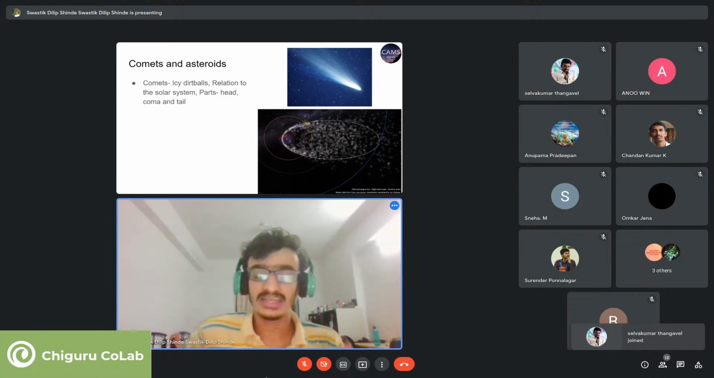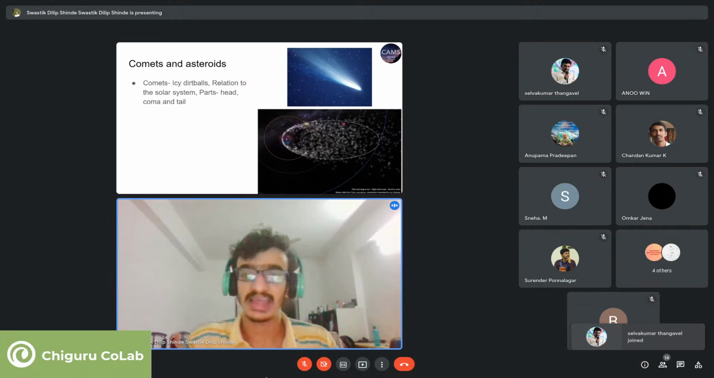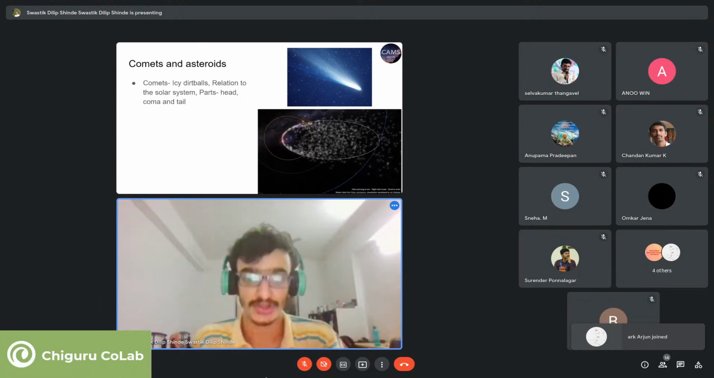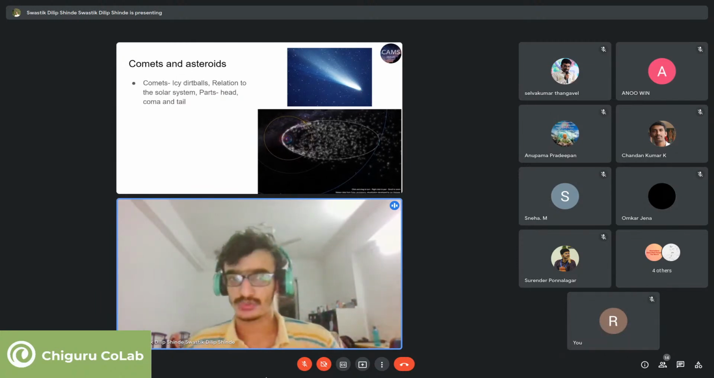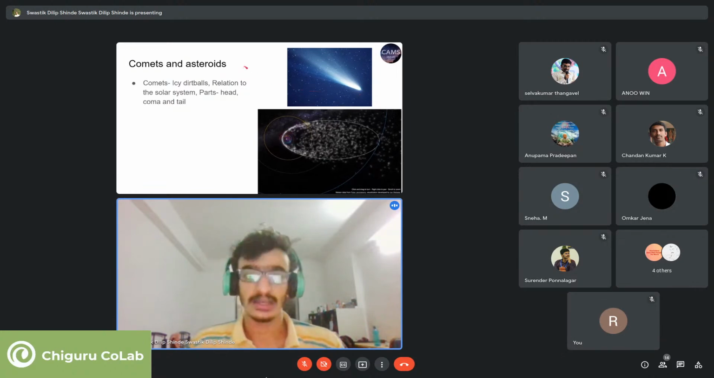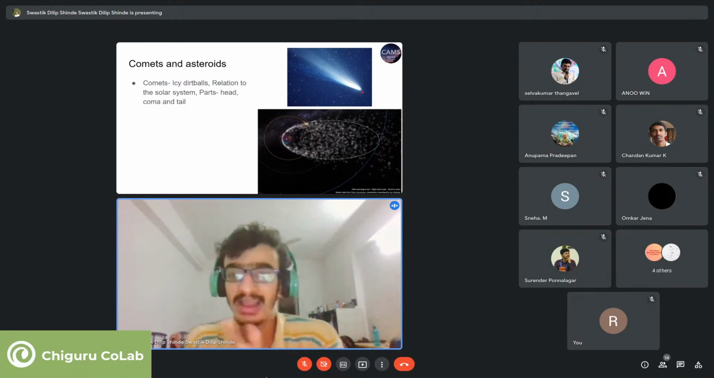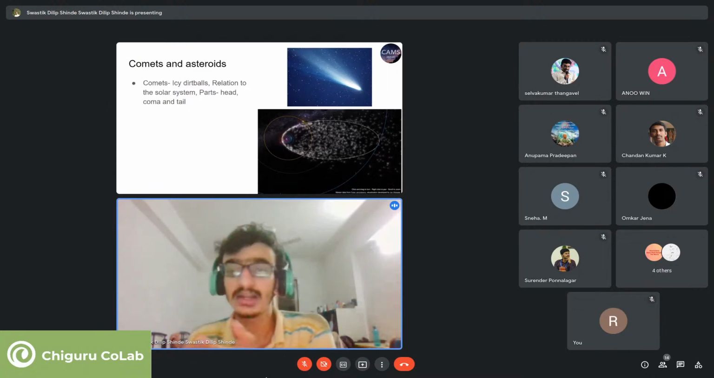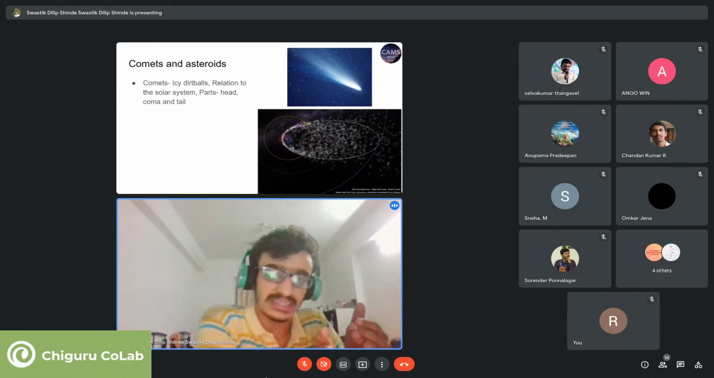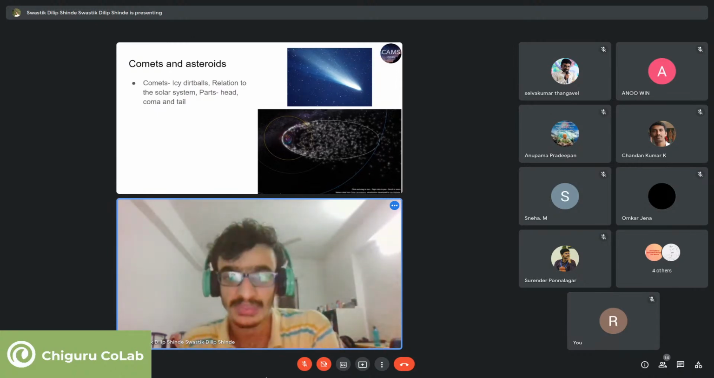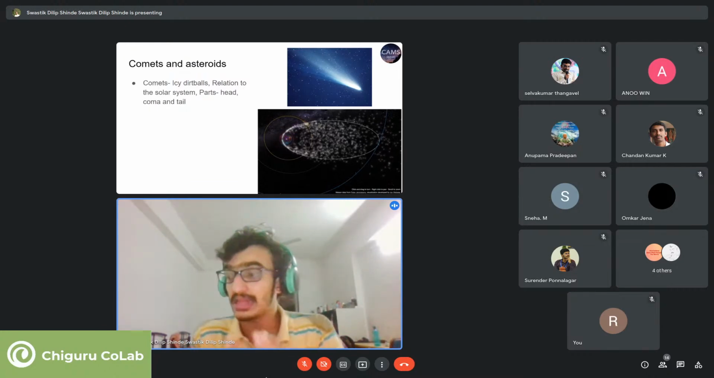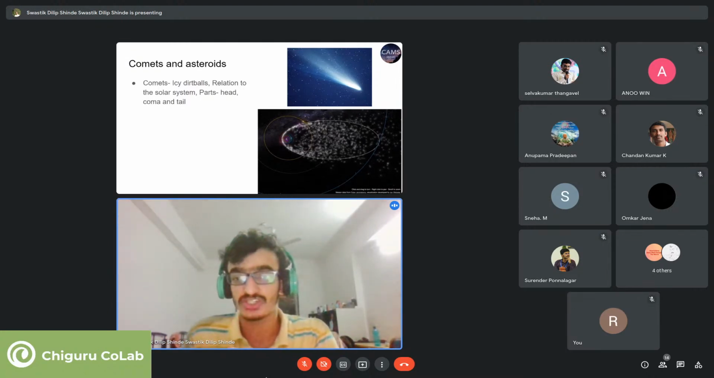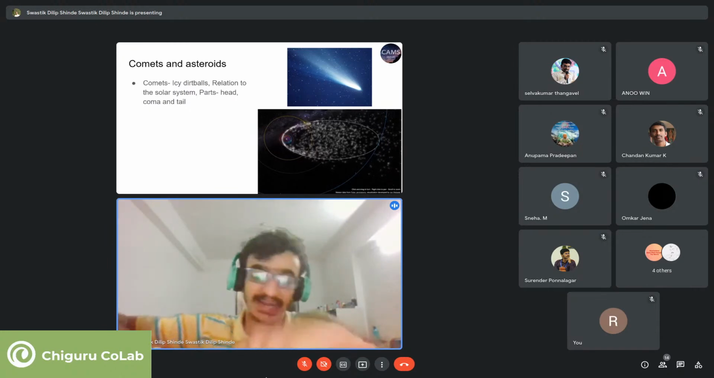Okay, so now these comets are divided into three parts. There is a head, which is the original body, the original rock itself, which can be a few kilometers wide. Then there's a coma, and there's a tail. So how does a coma form? Coma is like an atmosphere of the comet. As I said, a comet is made from ice and dirt, right? So as the comet comes close towards the sun, the ice will start to melt, and because of melting, the dirt particles which are a part of the comet will start shedding. So they'll start falling.